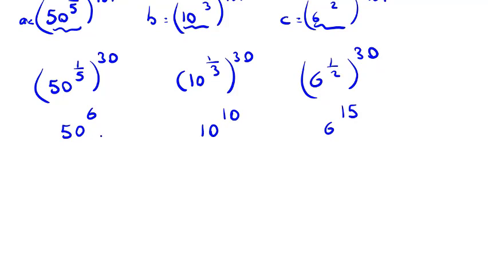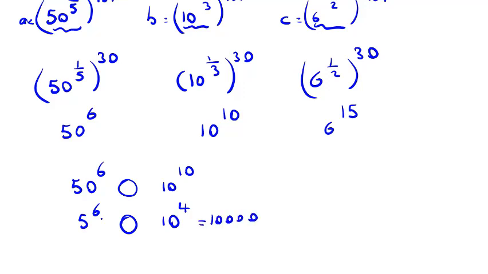So at first let's focus on these two numbers: 50 to the power of 6, and we want to compare 10 to the power of 10. We say, okay, it will be 5 to the power of 6 and 10 to the power of 4. 10 to the power of 4 is 10,000, and 5 to the power of 6 is 5 to the power of 4 times 5 times 5. 5 to the power of 4 is around 600, so it is greater than 5 times 600, which is 3,000. So 15,000. So we can say this number is greater than 15,000, so it's greater than 10,000.